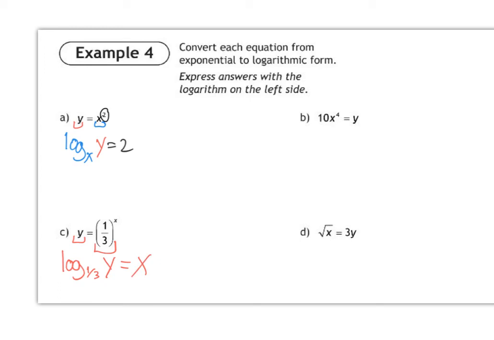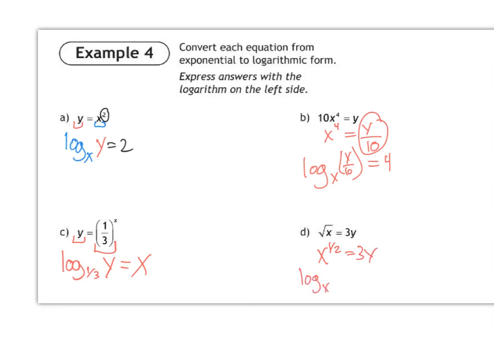For b, I'm going to get that x to the 4th by itself first, so that I have this exponential thing by itself. So then I've got log base x. Here's my argument of y over 10, and that equals my exponent of 4. The last piece is weird because I've got to rewrite this as x to the 1/2. If I don't write that as an exponent, I can't convert this to log, and that equals 3y. Cool, so I've got log base x of 3y is equal to my exponent of 1/2.